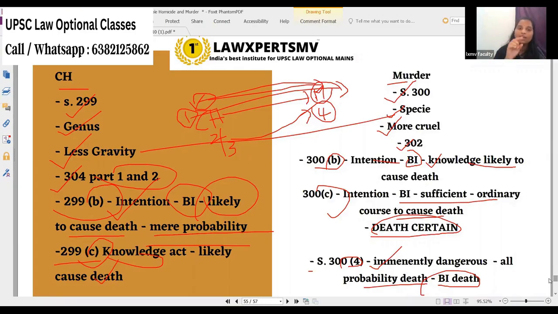If every ingredient of 300 is proved, culpable homicide will not be drawn in. Under 300, he will be convicted. For the offense which comes under 300, 302 will be the punishment. So 299 will not be taken by the court at all. It will not be written in the judgment. That's what it means, sir.